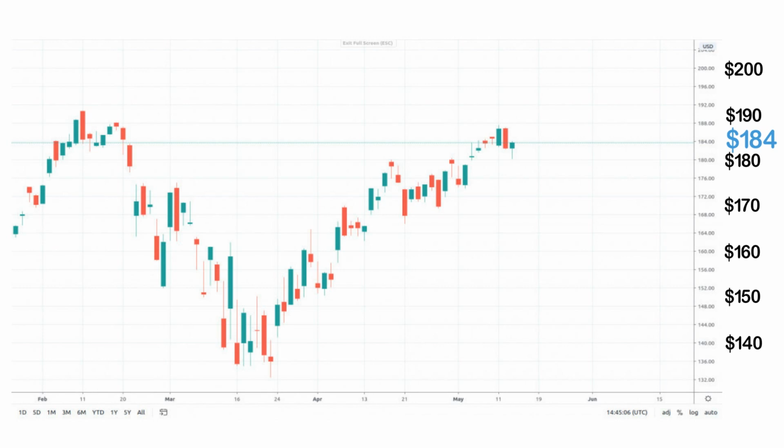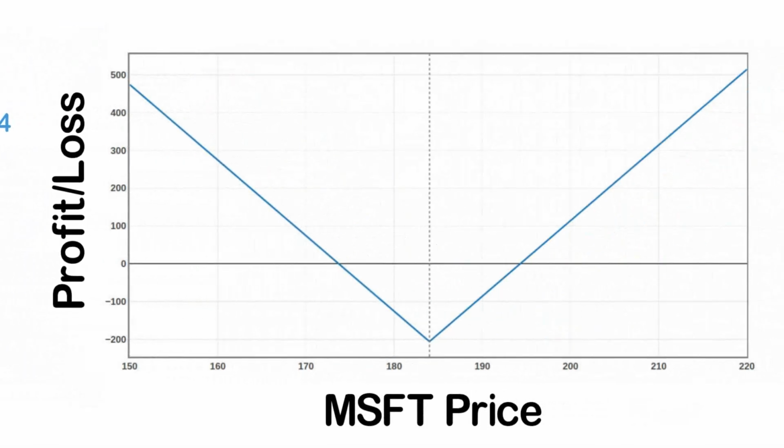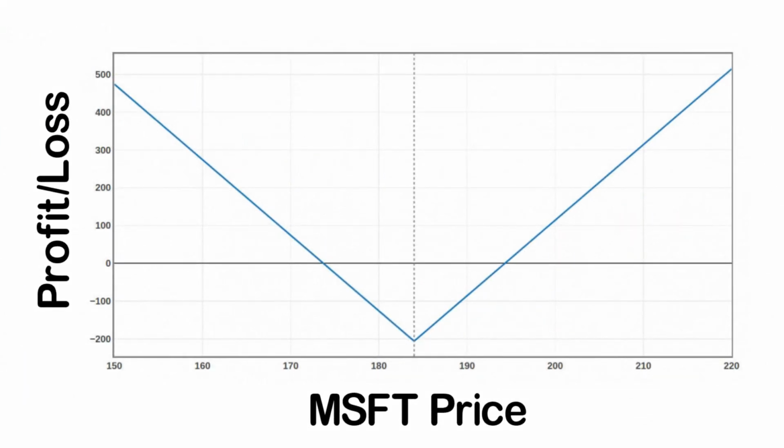You think over the next 70 days, Microsoft's price will make a big move, but you aren't sure in which direction. The reason for the move could be upcoming events, technical indicators, or anything else. By only using stocks, you would have to decide which direction you want to bet on. But with options at your disposal, you could construct a position such as this one.